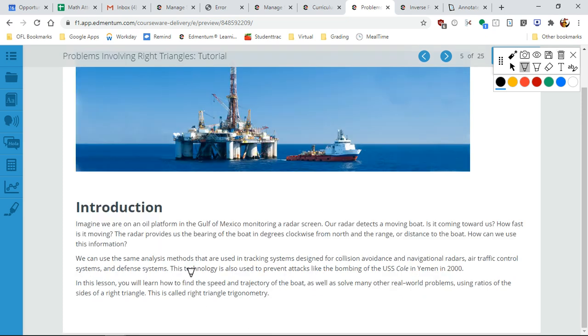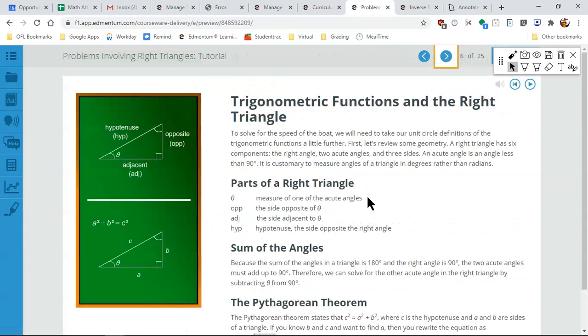You guys probably did it in geometry before, the law of sines, law of cosines. But let's get into this one. So they give an example with an oil platform, the radar, and they're going to talk about how they use radar in degrees to determine distance. So let's get into the actual problem.